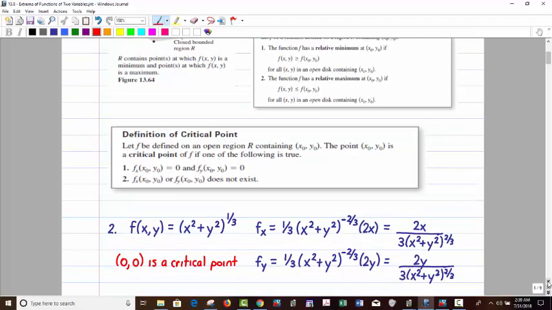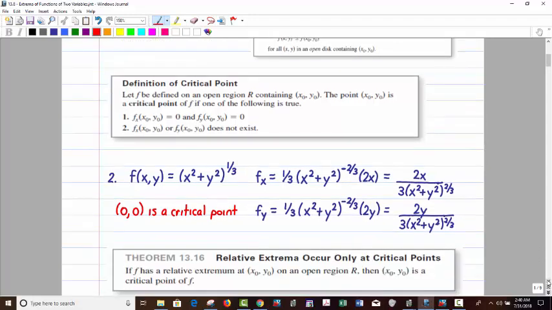Let's take a look at a critical point. In Cal 1 we called this a critical number, but now it's called a critical point because it's an xy point instead of just an x value. So x0, y0 is a critical point if one of the following is true. You take the x partial at that point equal to 0, and the y partial at that point equals 0, you have a critical point. And then if the x partial or the y partial at that point doesn't exist, that's also similar to the second definition of critical numbers in Cal 1.